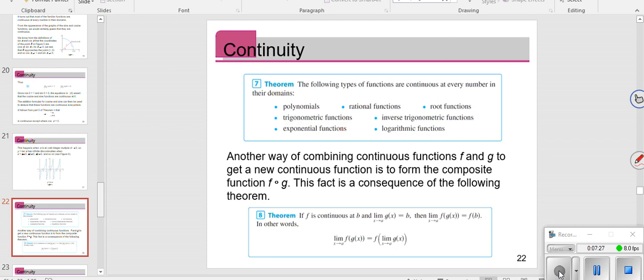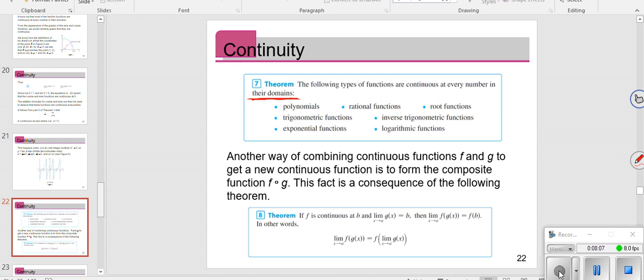This theorem: the following types of functions are continuous at every number in their domains. Now, something I want to point out here is "in their domains." That's kind of the key phrase, because we may have some points that are excluded from the domain. Well, then those would also be excluded from the function being continuous at that point. So the key phrase there is "in their domain." So polynomials, rational functions, root functions, trigonometric functions, all of those types of functions are continuous as long as we're in their domain.